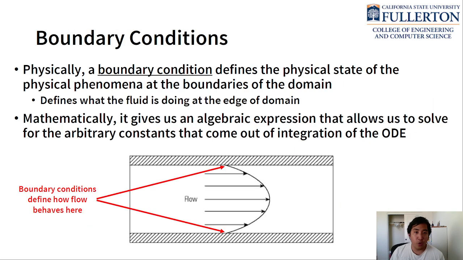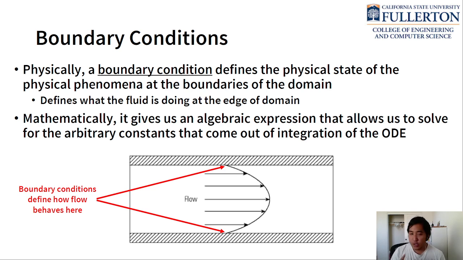Physically, boundary conditions define the physical state of the physical phenomenon at the boundaries of the domain. It's a bit of a tongue twister, but I had to keep it general. More specifically for fluid mechanics, our boundary conditions are going to define what the fluid is doing at the edges of the domain.